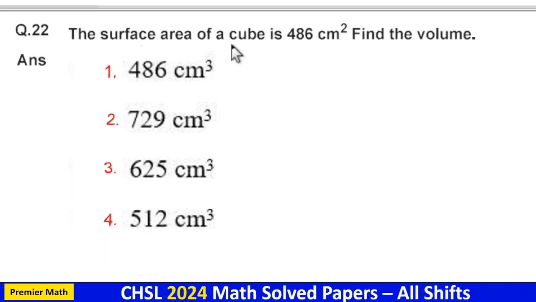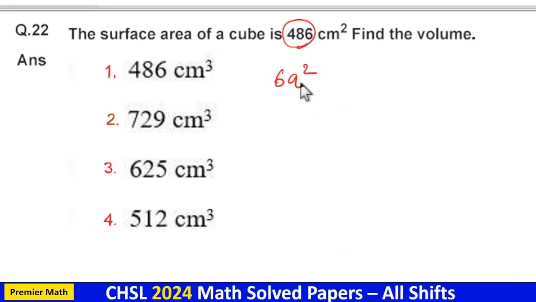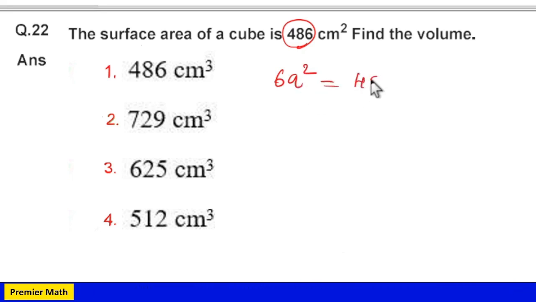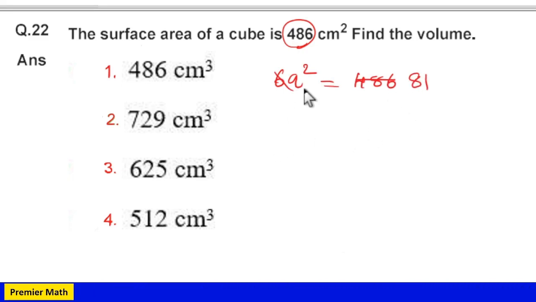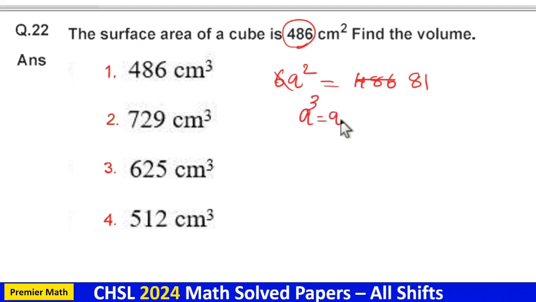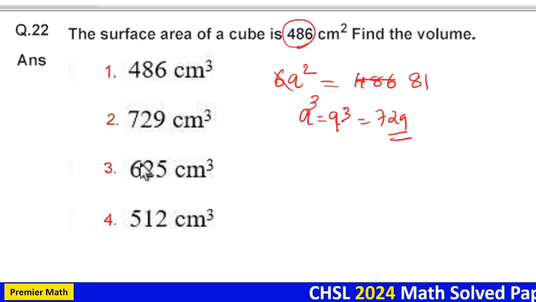The surface area of a cube is 486 centimeters square. Find the volume. Here surface area of cube means 6a square, which is equal to 486. So 6 goes 8 times in 48, 6 goes 1 time in 6. So a square is 81, means a is equal to 9. So a cube is equal to 9 cube, which is equal to 729. Option 2 is your answer.